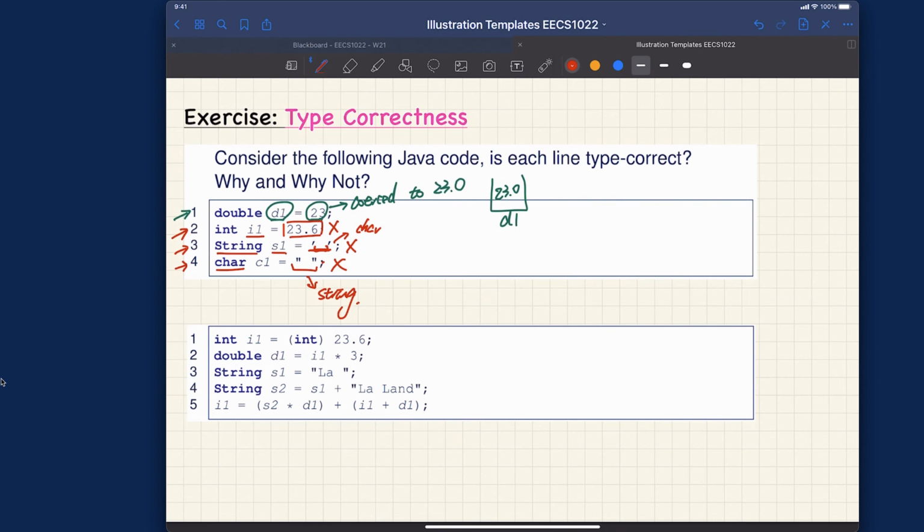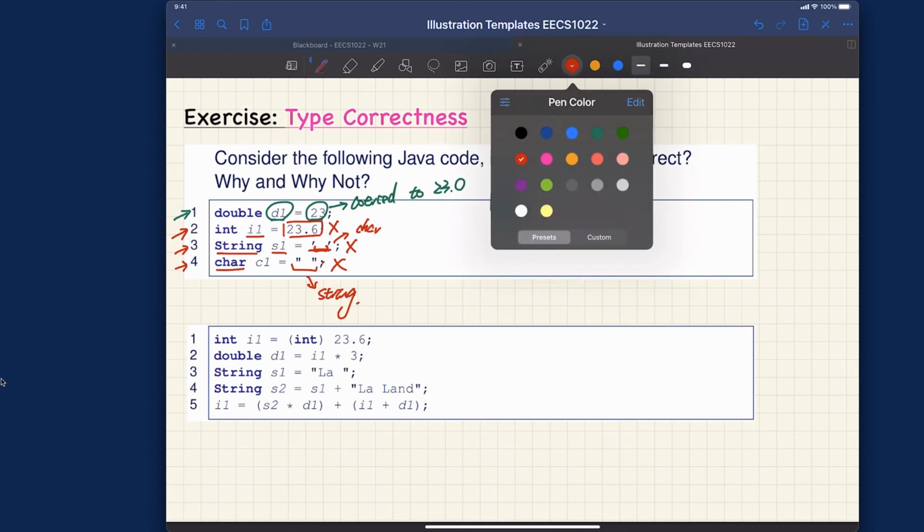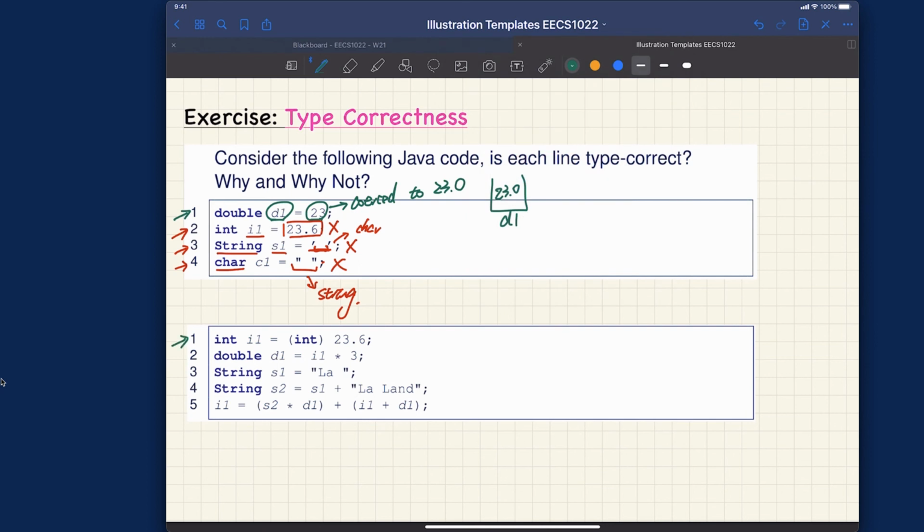Let's do more. What about the next one? Line number 1 over here. It seems to be okay. You can see 23.6. We want to store into I1, which is an integer, but we try to do casting first, right? So what that will do is the entire expression after the cast is going to remove the fractional part, which will be 23. So after this, I1 is going to store 23.